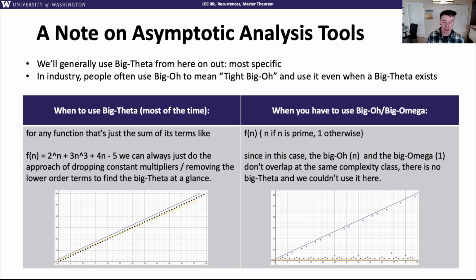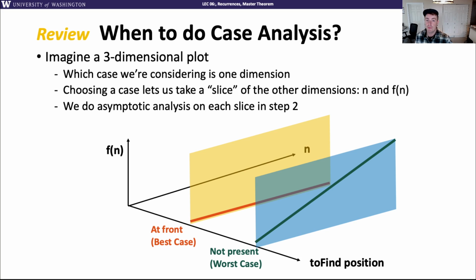Any simple function like a polynomial, you can use our rules to drop constants and lower order terms, and you can see what the big theta will be at a glance. But then when you have some really weird functions like is prime, where sometimes it's n and sometimes it's just constant time, well then since the big O and big omega don't agree, you're not going to be able to come up with the big theta.